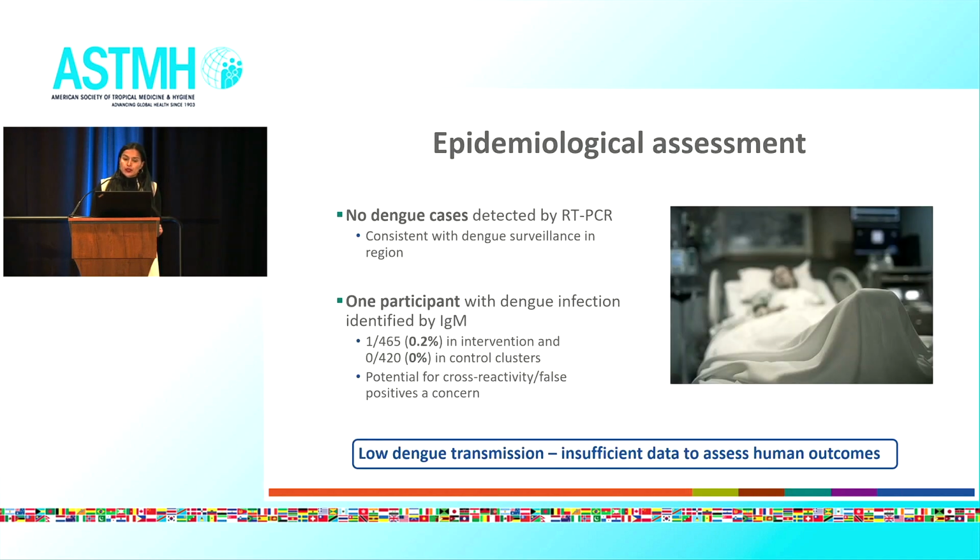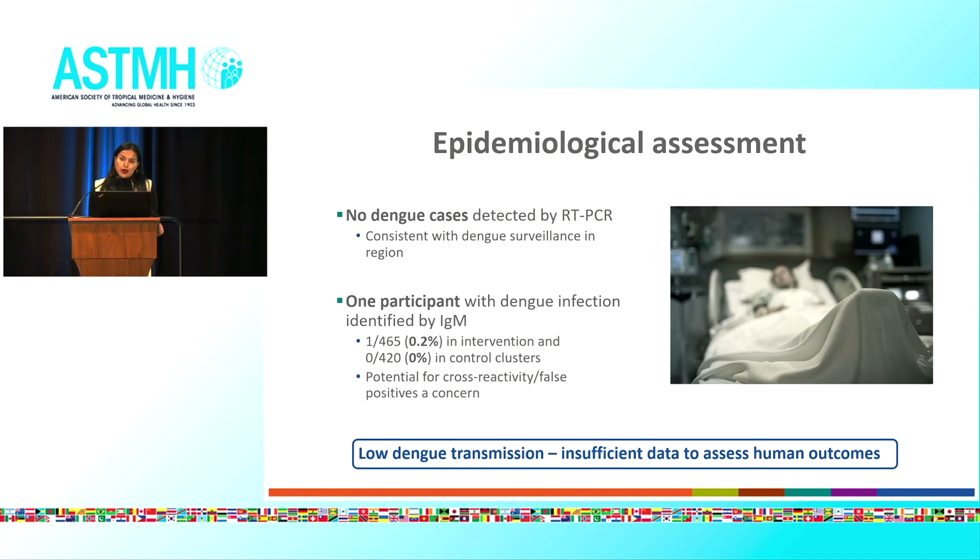So what were our results? There were no dengue cases detected by molecular testing in our cohort during the study period. This is consistent with the data available for active and passive surveillance data in the region. We detected one participant with a positive serology test, in an intervention cluster. So we had very low dengue transmission and insufficient data to assess efficacy.